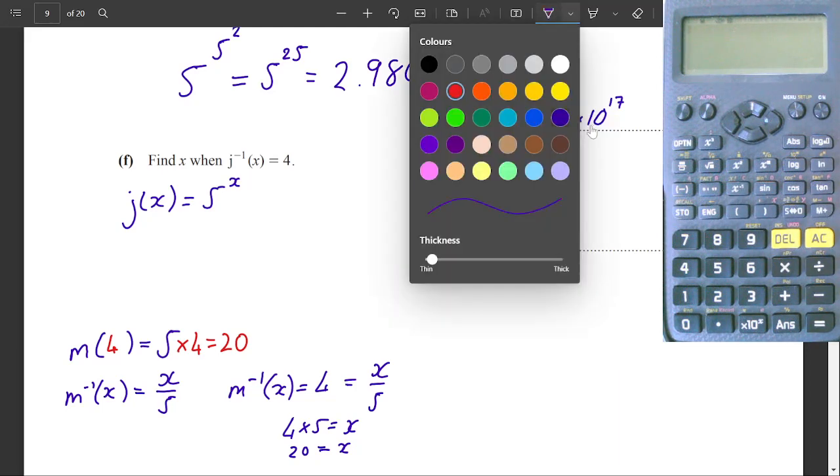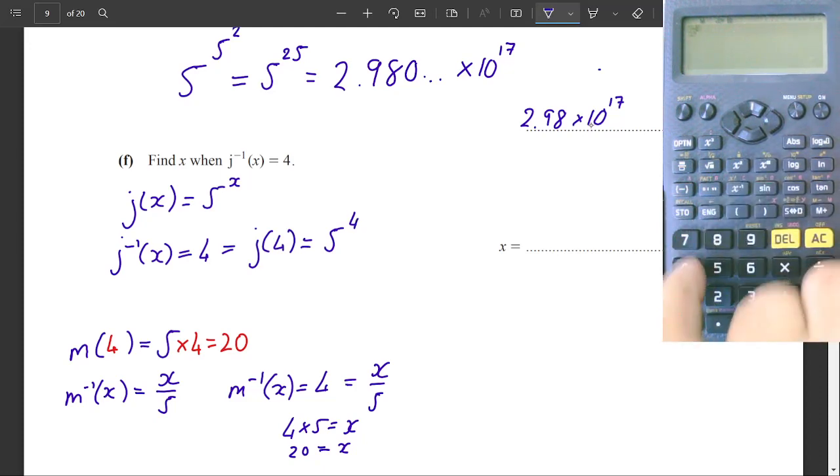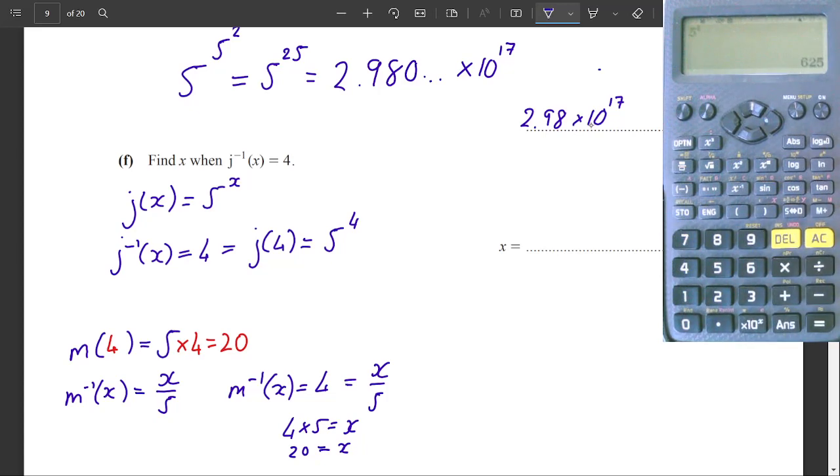Meaning, here, if we have the inverse of x equals 4, swapping the x and the y means having the function j, the original, and swapping that x for 4, which means 5 to the power of x, which is now 4, which will give us the right answer. 5 to the power of 4 is 625.